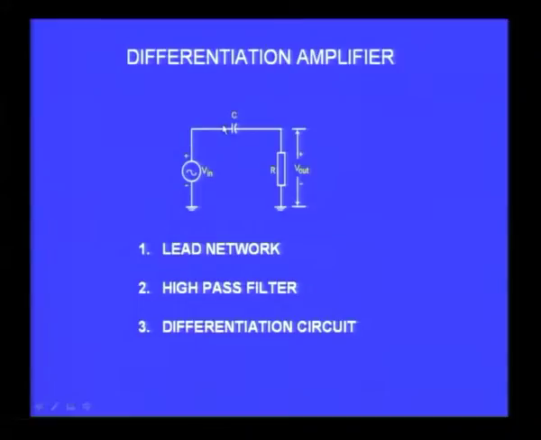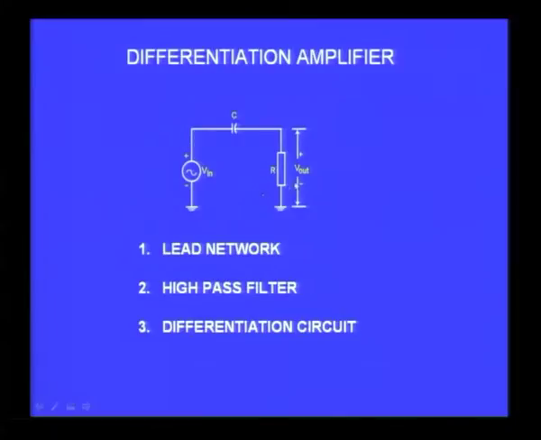One of them is just a simple network with one capacitor and a resistor in series connected to a signal source V in. This we called by different names earlier. For example, this was called a lead network when we discussed the frequency response of RC coupled amplifiers. You might recall we discussed in detail the behavior of this simple network which involves one capacitor and one resistor in series, and you take the output across the resistor.